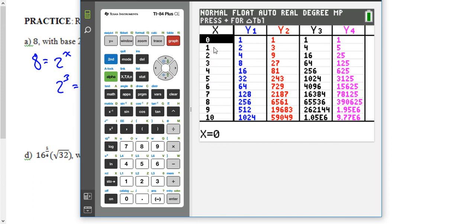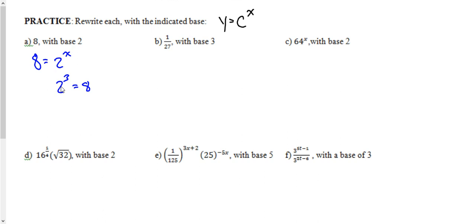And how would you know? Always look at x equals 1, and that will tell you your base. So if we were looking for base 2, which is this first column here, and we had an answer of 8, which is right here, our x value had to be 3. And using our graphing calculator, of course, we double checked, so 2 cubed is always equal to 8 anyways. So that's the first one here.